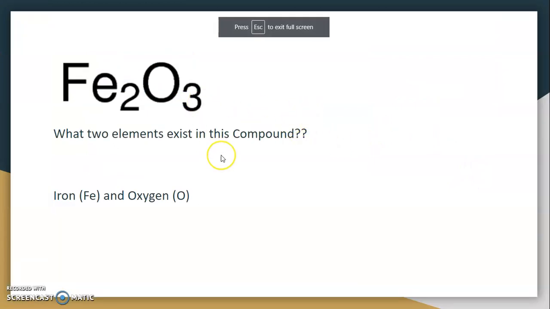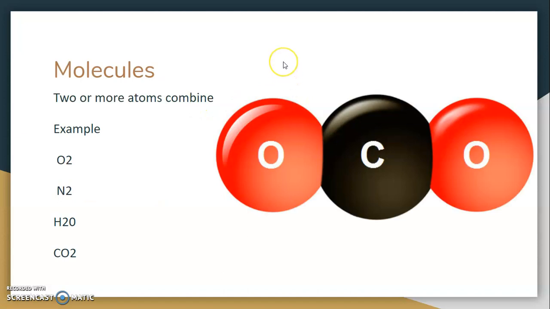So looking at this, we have a compound called iron oxide. And the question is, what 2 elements are in this compound? Well, Fe is iron, and there are 2 of those, and O is oxygen, and there are 3 atoms of oxygen in this compound. So speaking of molecules and compounds, if you remember, molecules are when 2 or more atoms combine.